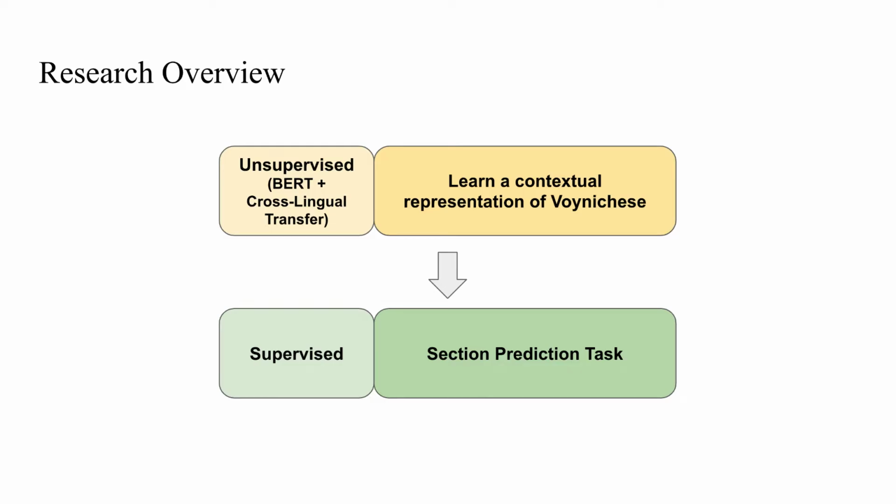In order to gain insights into the underlying properties of Voynichese, we're structuring our research into 2 main parts. First, we learn a contextual representation of Voynichese using BERT, along with a technique called cross-lingual transfer. Then we perform a supervised task of section prediction, which can serve as a downstream evaluation of our learned representation.